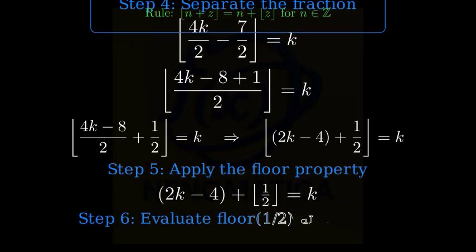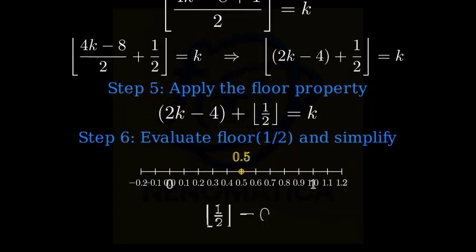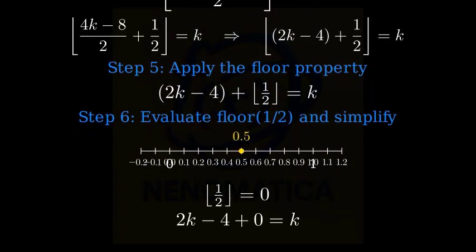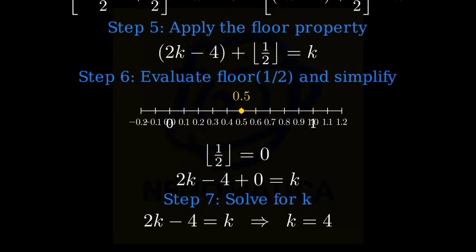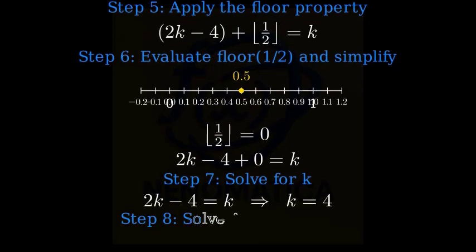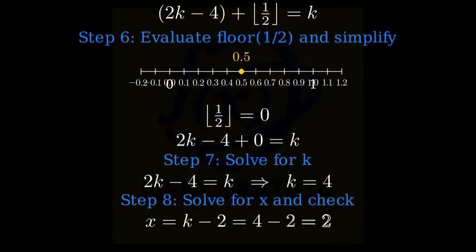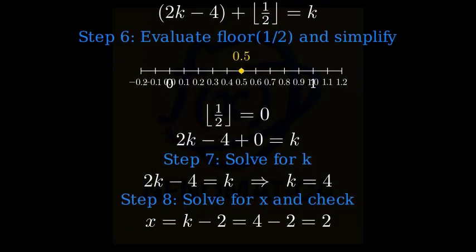Step 6. Evaluate floor of 1/2. Since 1/2 is 0.5, the greatest integer less than or equal to it is 0. Therefore, 2k minus 4 plus 0 equals k. Step 7. Solve for k. 2k minus 4 equals k. So subtract k from both sides to get k minus 4 equals 0. Hence k equals 4. Step 8. From x equals k minus 2, substitute k equals 4 to get x equals 2.